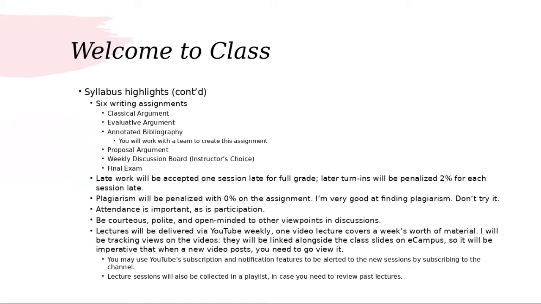All right. So syllabus highlights are still going on here. You have the six writing assignments. The first one's going to be the classical argument. Second one will be the evaluative argument. Third one is the annotated bibliography, which is a team project. The fourth one is a proposal argument. If you listen closely to those dates, there's not a lot of space between when the annotated bibliography is due and the proposal argument is due. That's because you're going to be working on those two at the same time. The annotated bib is going to lead into the proposal argument.